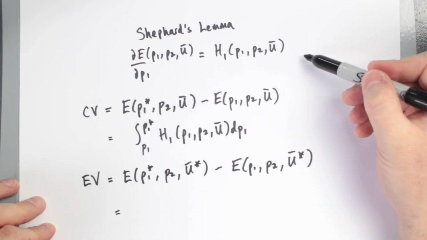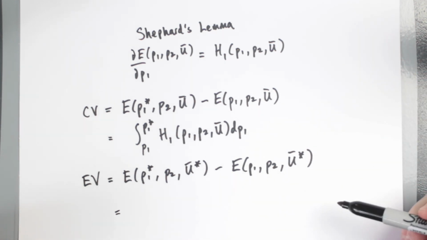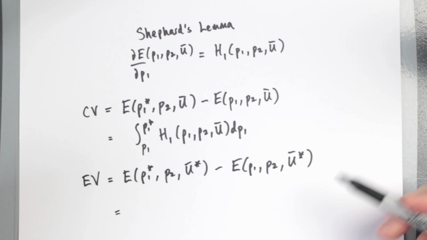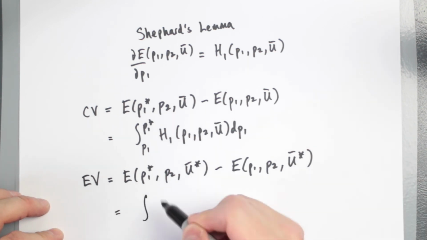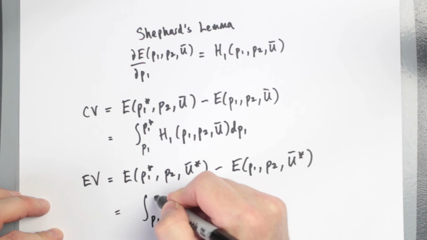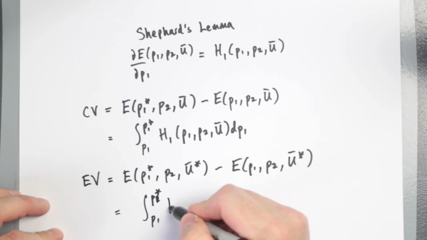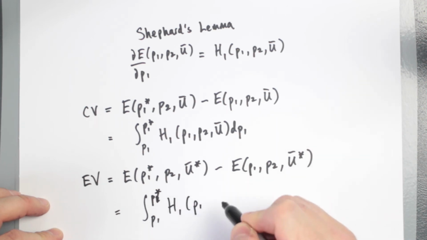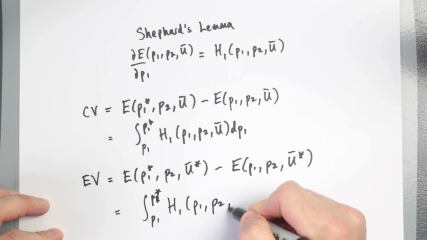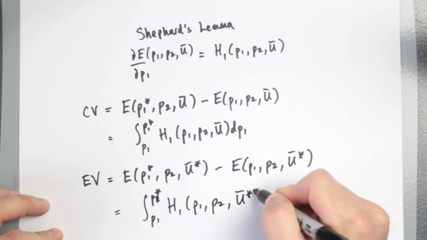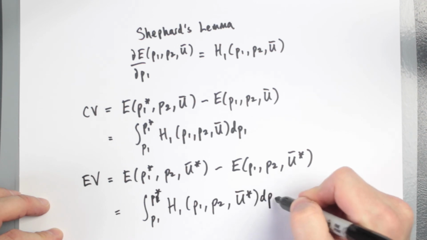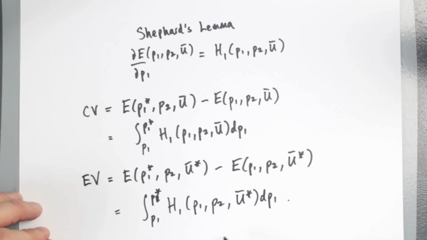Using, again, Shepard's lemma and the fundamental theorem of calculus, the fact that integrals are anti-derivatives, I know that this is the integral from P1 to P1 star of the Hicks demand function, the compensated demand function for good one, when the target level of utility is U bar star. Okay? So this would be the area underneath the Hicks compensated demand function associated with the target level of utility U bar star.